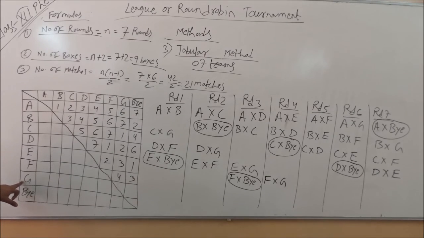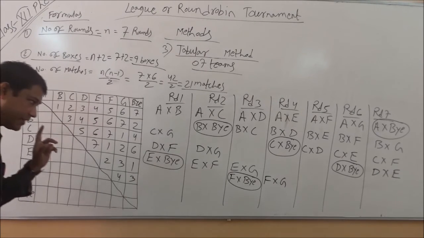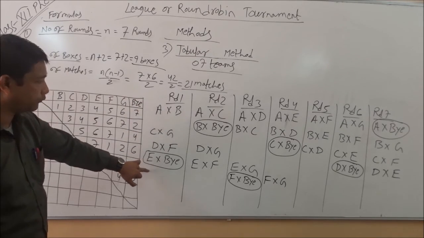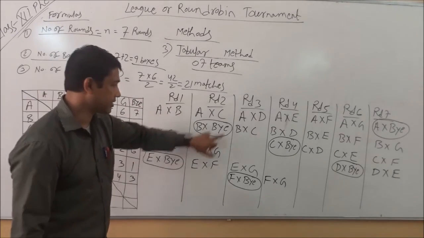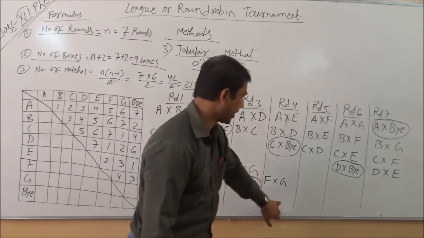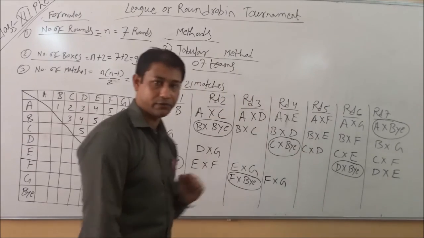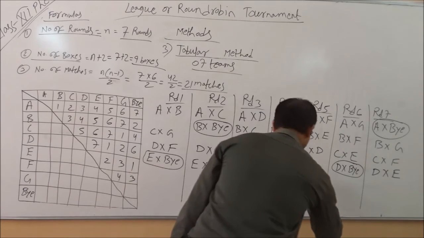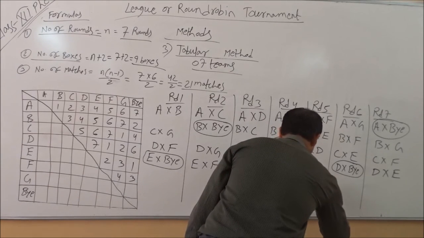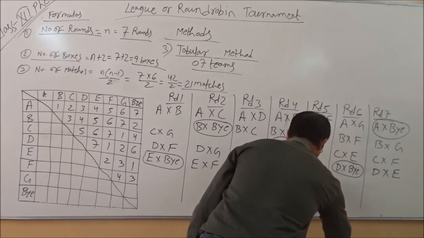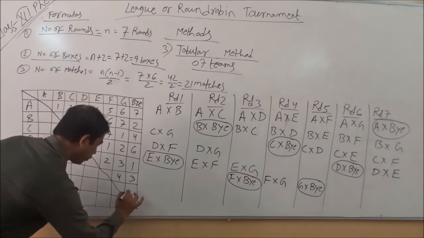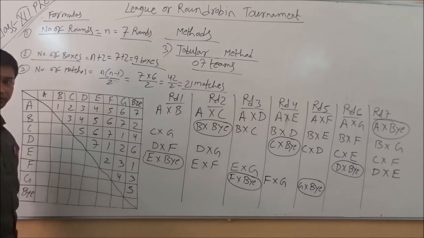Our last team is G. Now G will be given one bye. Now let us check. Each round is having 4 matches. Just check. Except round number 5. So in round number 5 directly you can put G is given bye in round number 5. So just put the number for round number 5.